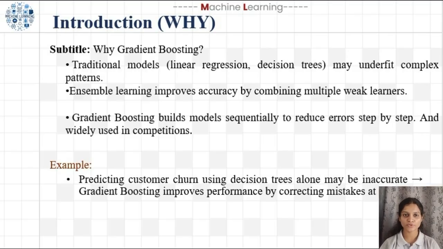Why do we need gradient boosting in machine learning? In machine learning, traditional models like linear regression or a single decision tree often miss complex patterns. But gradient boosting does not miss the complex patterns. Gradient boosting is also used to solve problems by improving the prediction step by step. For example, in customer churn prediction, a decision tree alone may be wrong, but gradient boosting keeps correcting the mistakes and making the final model much more accurate.